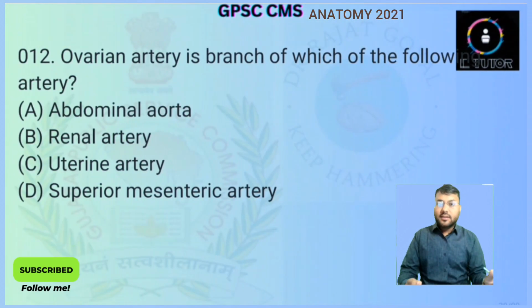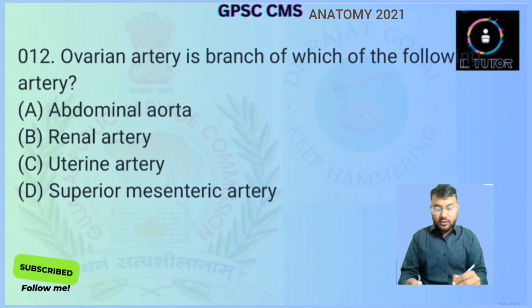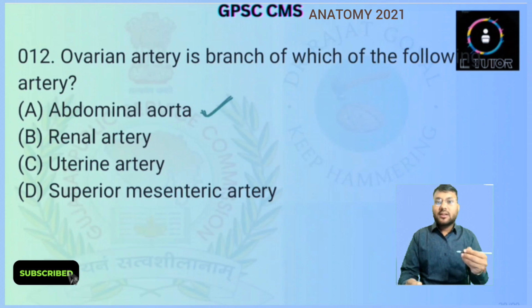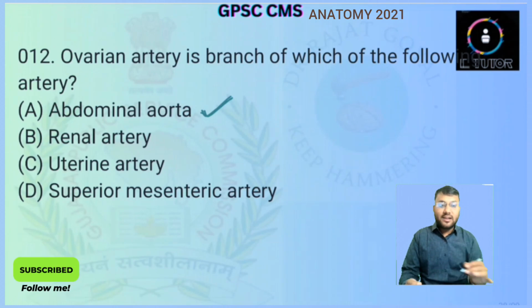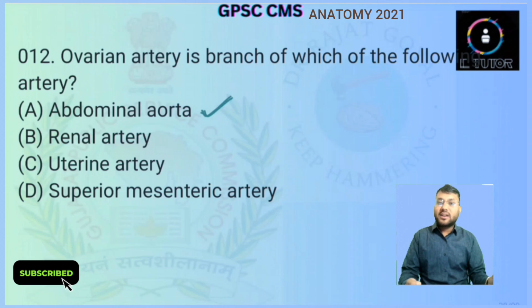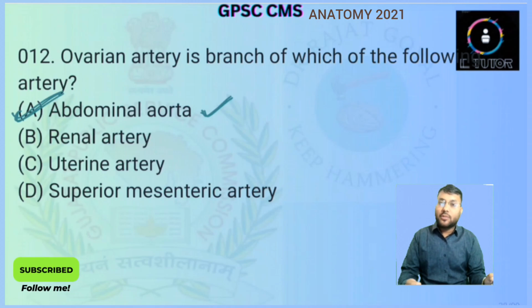So next question is, ovarian artery is branch of which of the following artery? First option is abdominal aorta. Yes, this is true, because ovarian artery is the direct branch of abdominal aorta. If we talk about the renal artery, the ovarian artery is not a branch of renal artery. Renal artery is itself a branch of the abdominal aorta. Uterine artery, no. Uterine artery is a branch of internal iliac artery, and superior mesenteric artery is again a branch of the abdominal aorta. So here answer will be abdominal aorta, because ovarian artery is the direct branch of the abdominal aorta.